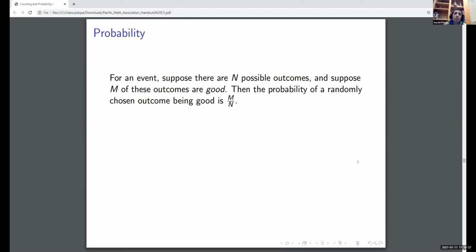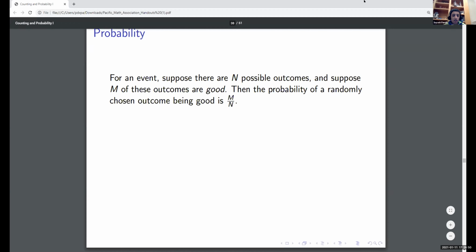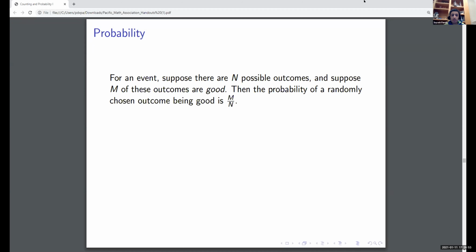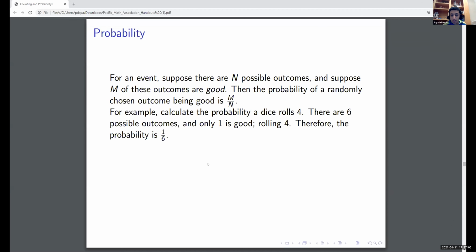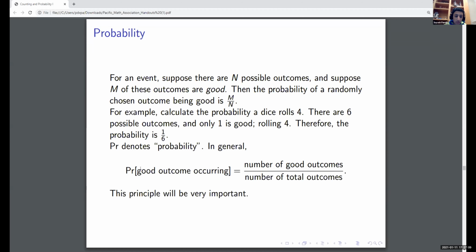Now, here's another example. Let's say you're rolling a die, and you win a prize if you get either a 5 or a 6. So what is the probability that you win? 1/3. Okay, so yeah, there are 6 possible outcomes, and 2 of them are good. So the probability is 2 over 6. We write probabilities as fractions, and just like fractions, we can simplify them. So 2 over 6 simplifies to 1/3. So the probability of a good outcome occurring equals the number of good outcomes over the number of total outcomes. This will be very important.